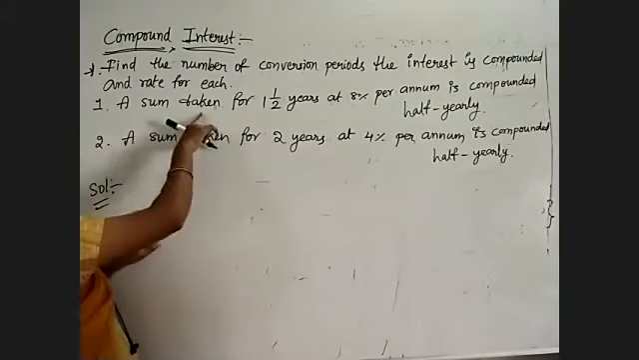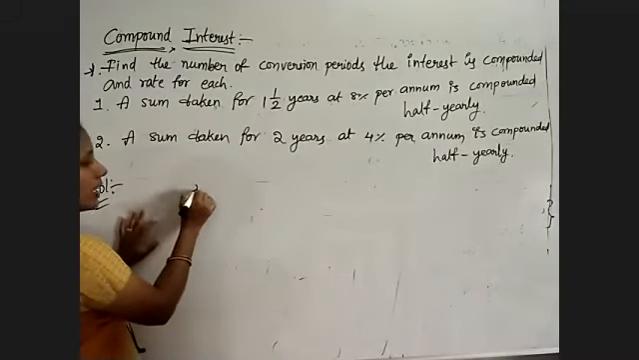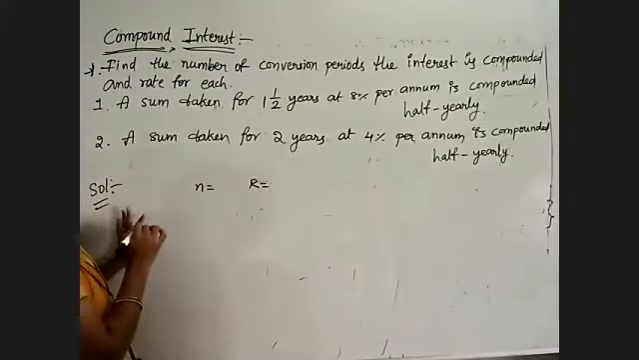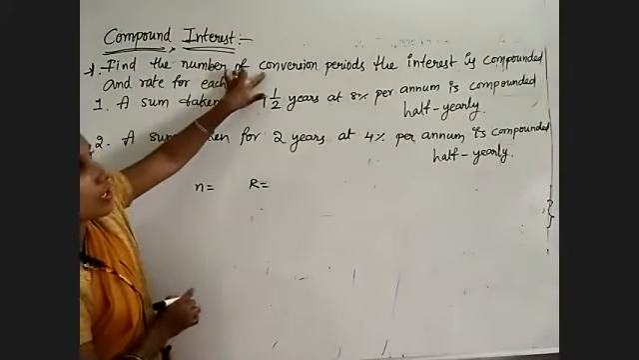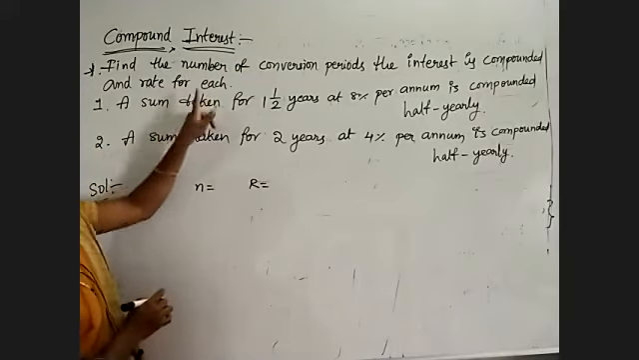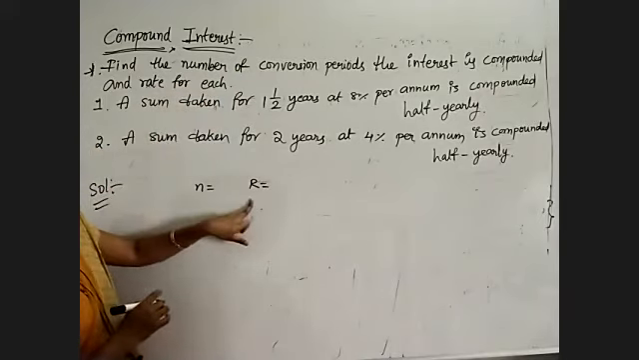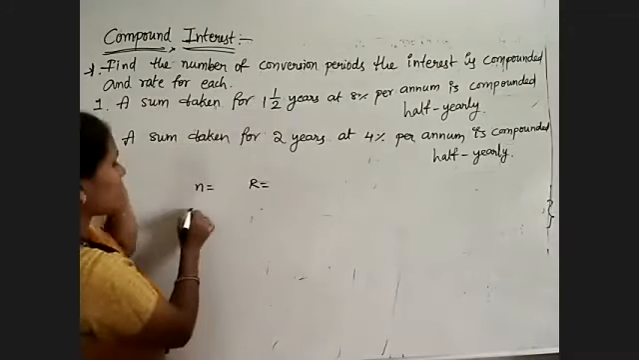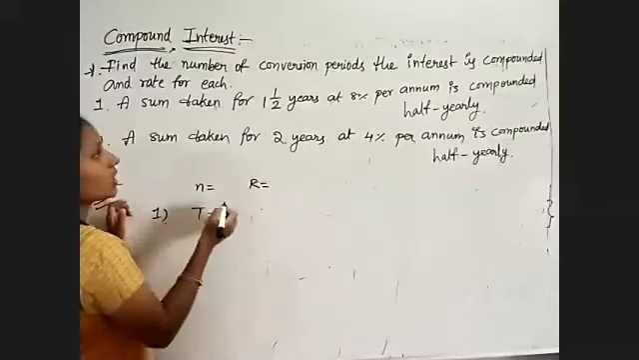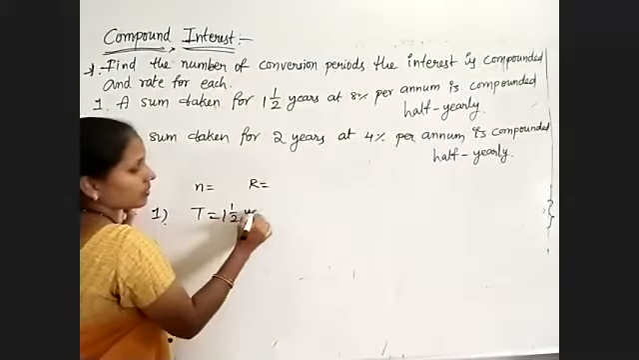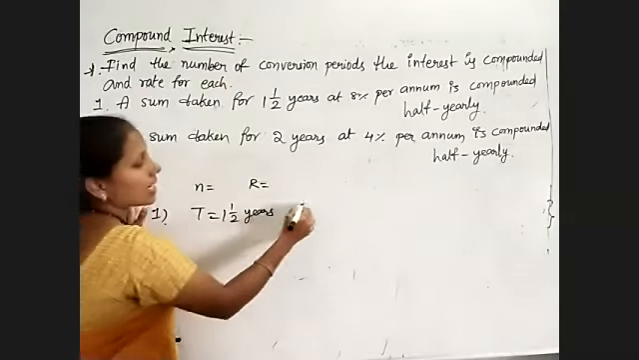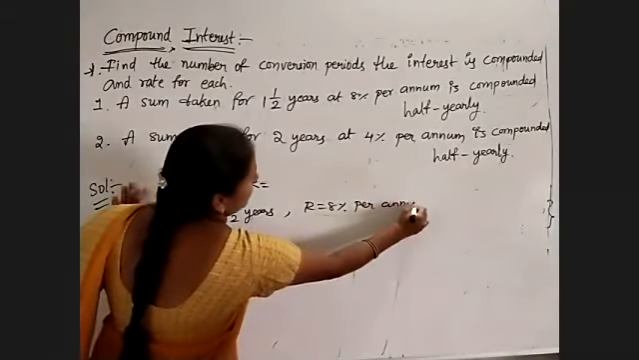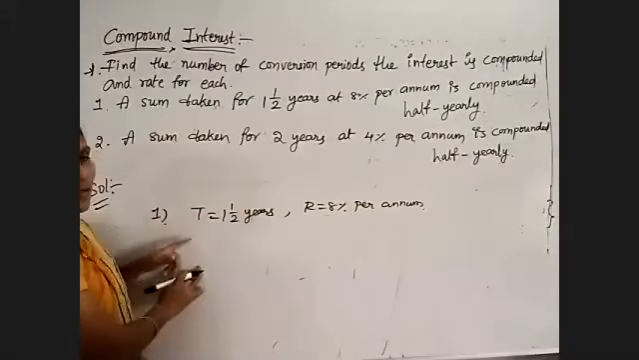A sum taken for 1 1/2 years. We need to find out the number of conversion periods and rate of interest. That's all. These two values we have to find. It is very clear: number of conversion periods and the rate for each. Here T is given for the first question. T is equal to 1 1/2 years. And R is given 8% per annum. Okay, this is for the first problem.